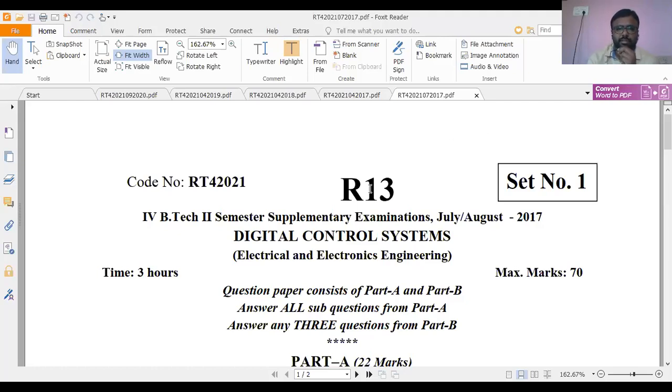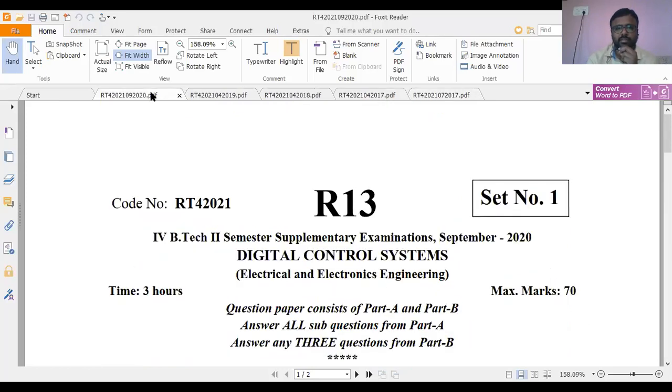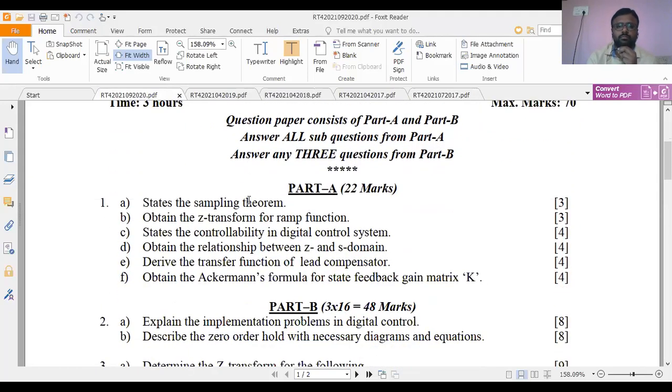So this is the question paper regarding 2020. Regarding the second unit, the second question is: obtain the Z transform for the ramp function. The Z transform for the ramp function, that is 1 by s squared, is T z divided by z minus 1 whole square.